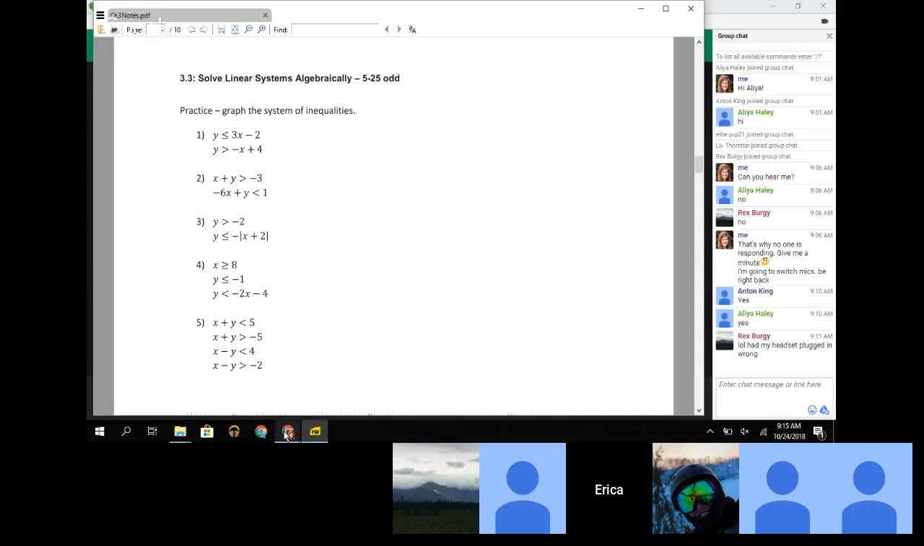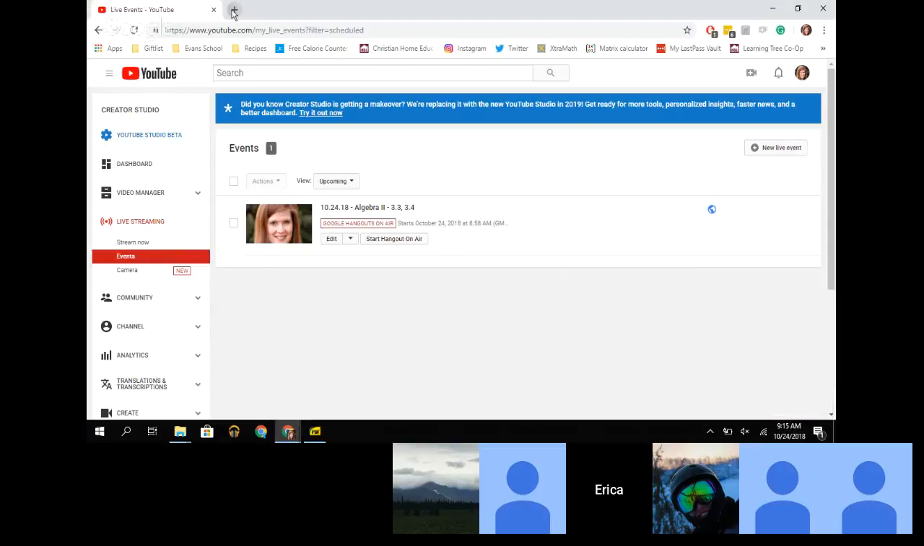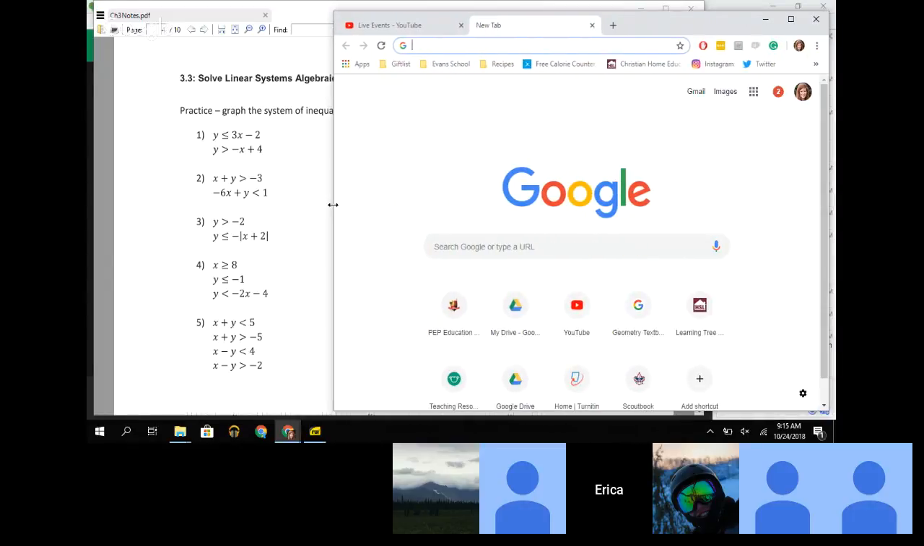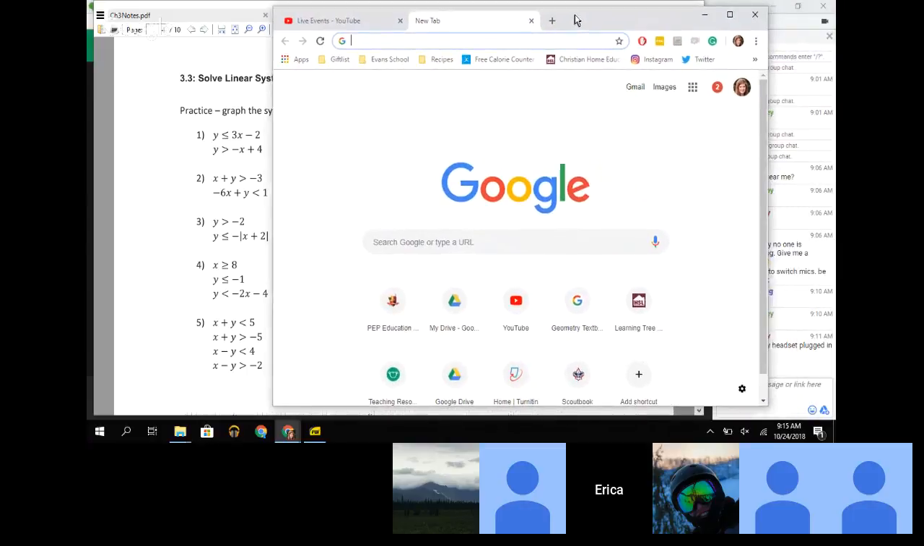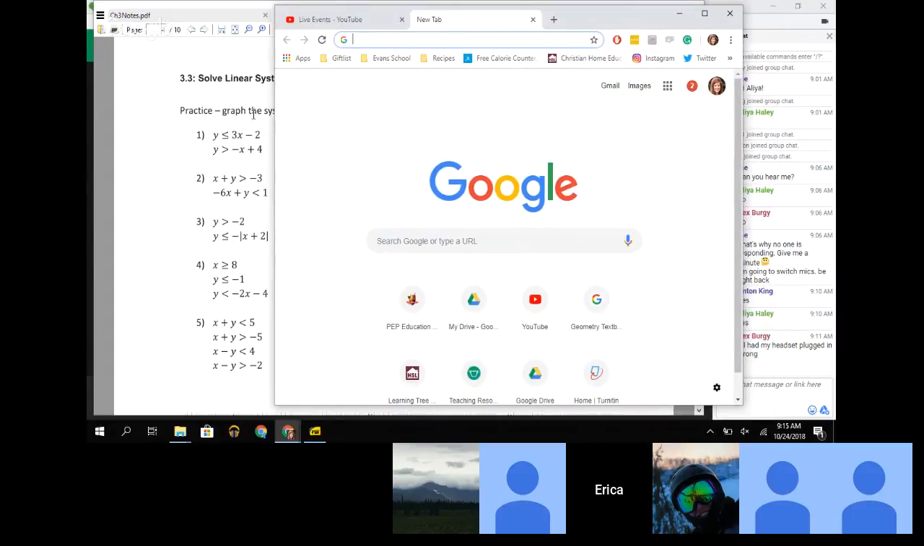I'm going to use Desmos, only because I can't pull up a TI on here. You can use your TI for this, which is also an option. Let me make it a little bigger here so I can see all the windows. All right, so for example, let's go to Desmos.